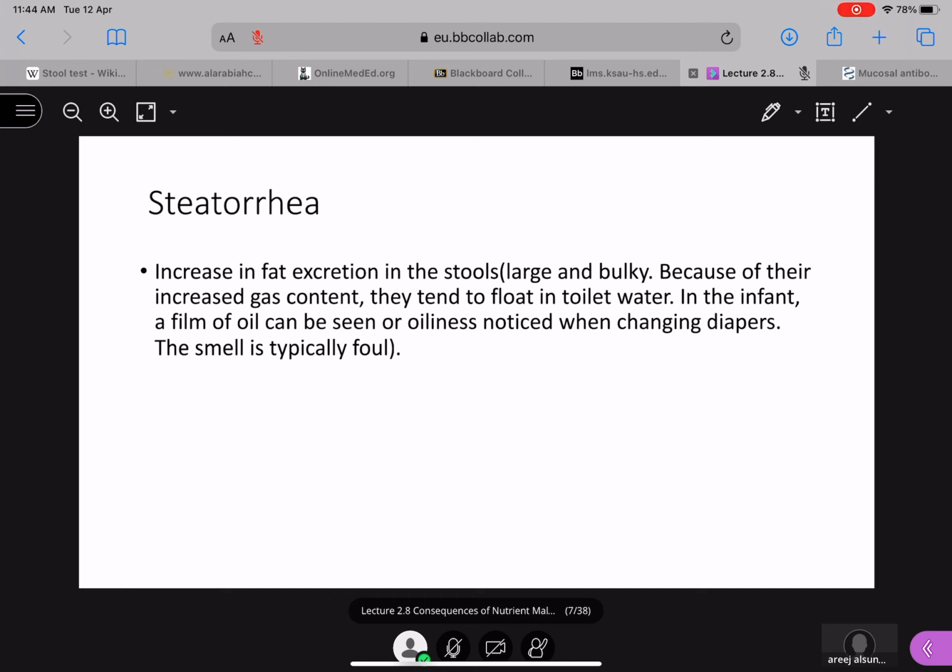So what is steatorrhea? Steatorrhea is increased fat excretion in the stool, and this will lead to the appearance of large, bulky, gaseous stool, and this stool tends to float because, as we said, the lipid will not easily mix with the water, so the stool will be hard to flush, foul smelling, and it will form like an oily layer.